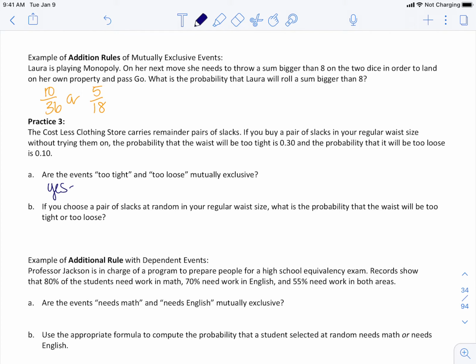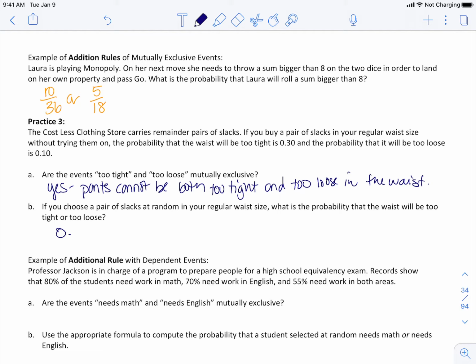Yes, because pants cannot be both too tight and too loose in the waist. Okay, if you choose a pair of slacks at random in your regular waist size, what's the probability that the waist will be too tight or too loose? So we simply add these. 0.3 plus 0.1 equals 0.4.